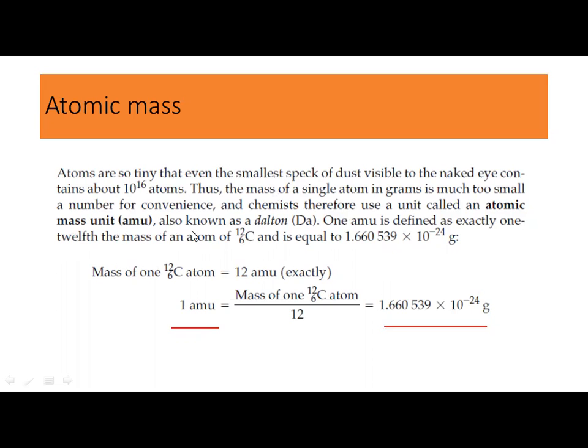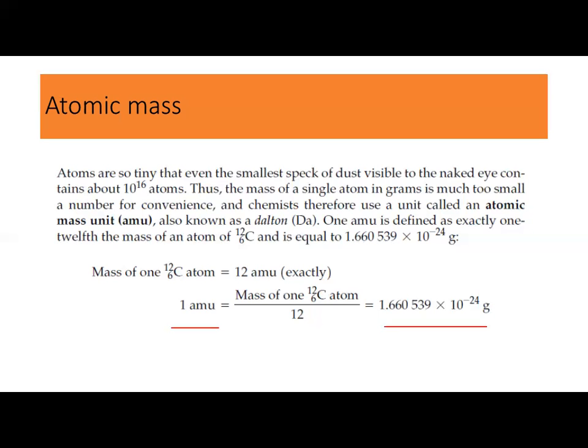Another reason is that it is similar to how you use the term dozen. A dozen is 12 of anything. If you take 1 dozen eggs, that will be equal to 12. And if you purchase 1 dozen mangoes or 1 dozen oranges, the value would also be 12. So dozen represents the number 12. Similarly, 1 AMU represents the value of 1.66 times 10 to the power minus 24 gram. This is the unit we will be using. You must remember this unit because I will not give you this number.